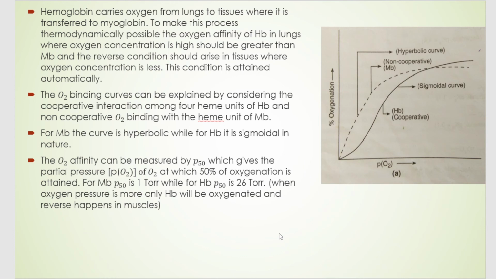At that time it is the myoglobin which gets oxygenated more compared to hemoglobin, because myoglobin does not show any cooperative effect. And the P50 value for myoglobin is 1 torr, whereas that of hemoglobin is 26 torr. What is this value telling you? That at high oxygen pressure, hemoglobin gets oxygenated, and that happens in the lungs. And at low oxygen pressure, myoglobin gets oxygenated, and that happens in the tissues.